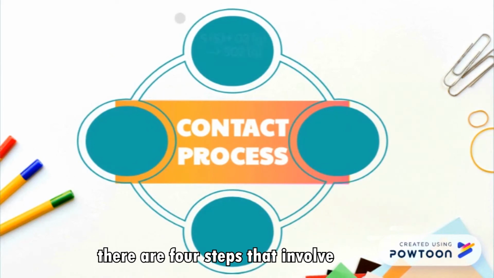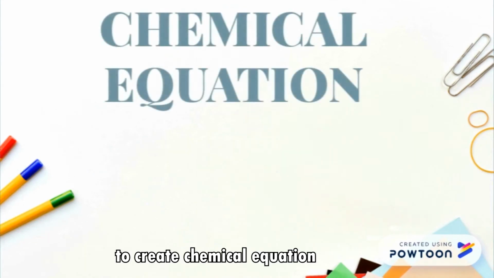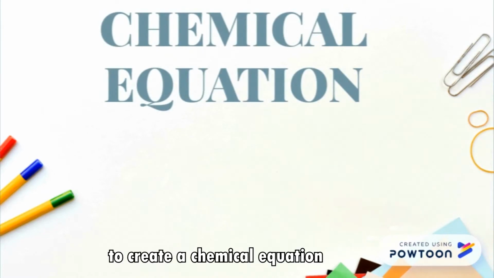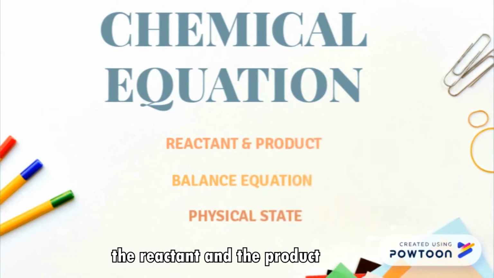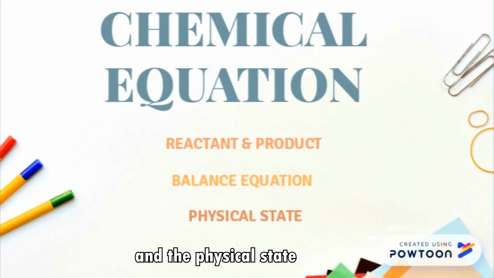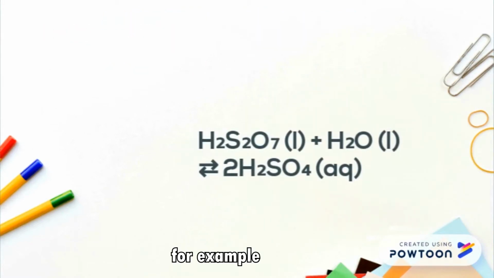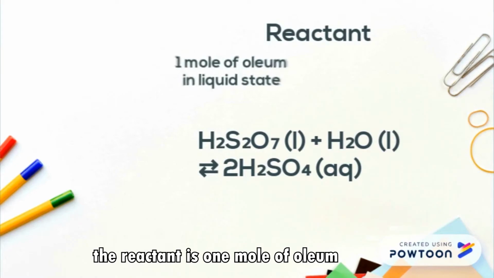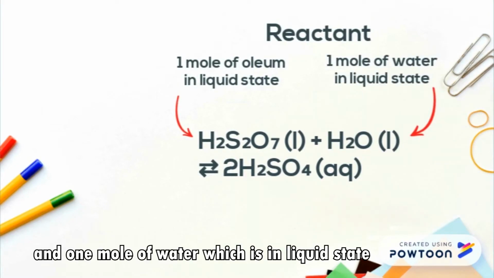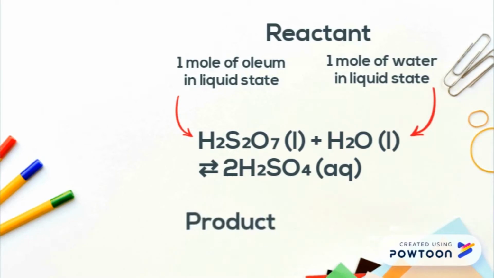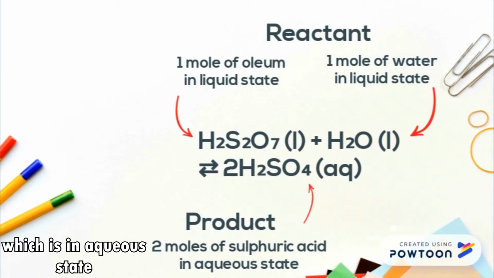There are 4 steps that are involved in contact process, and we have learned to create a chemical equation. To create a chemical equation, we must have the reactant and the product, know how to balance the equation and the physical state. For example, the reactant is 1 mole of oleum which is in liquid state and 1 mole of H2O which is in liquid state produces 2 mole of sulfuric acid which is in aqueous state.